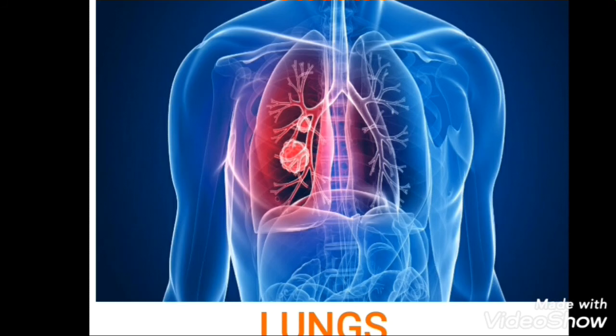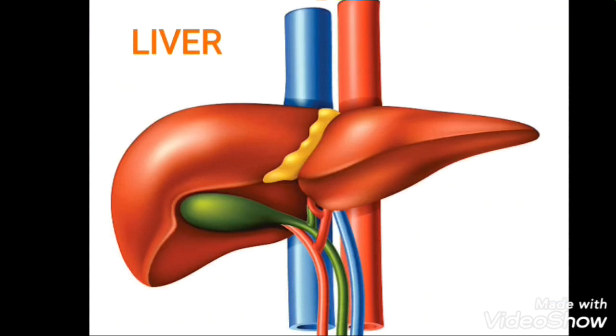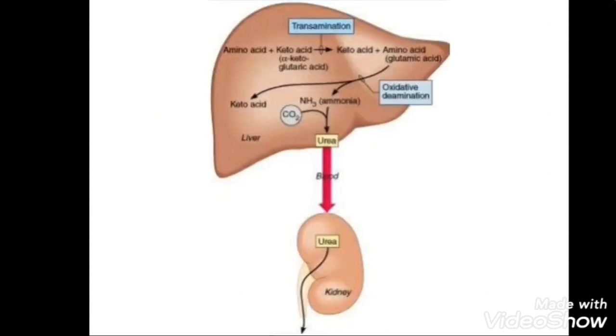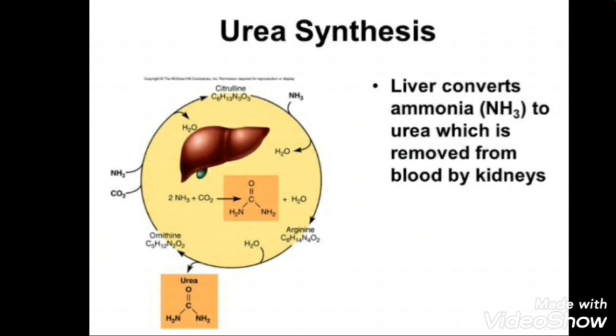Lungs eliminate carbon dioxide through exhalation by the nostrils. Liver eliminates bile pigments through the intestines in feces. Liver converts ammonia to urea, which is removed from blood by the kidneys.